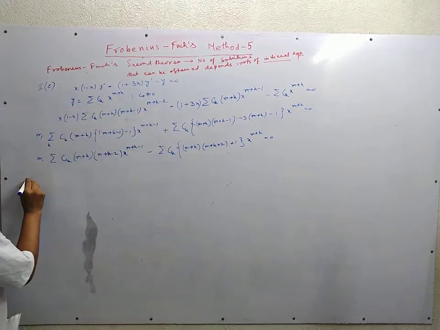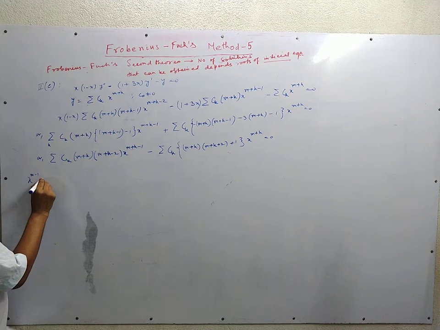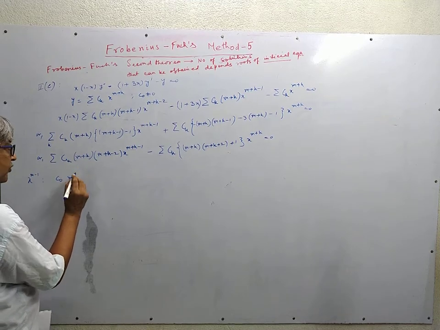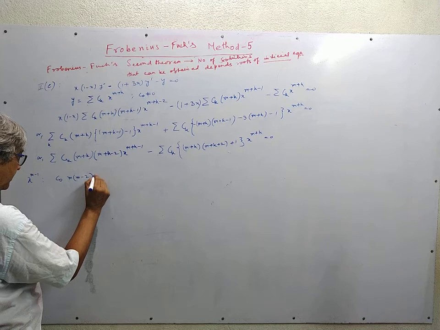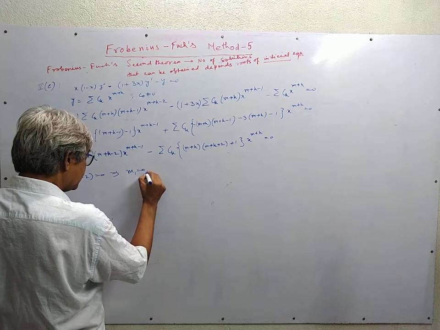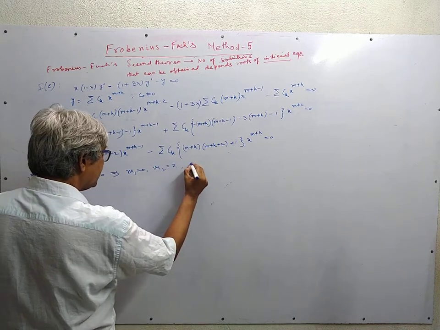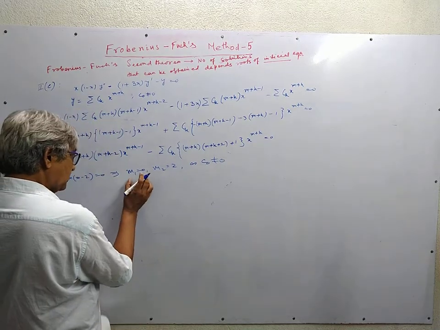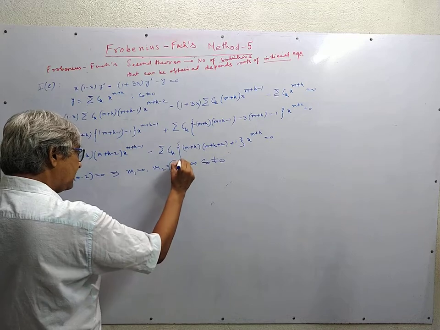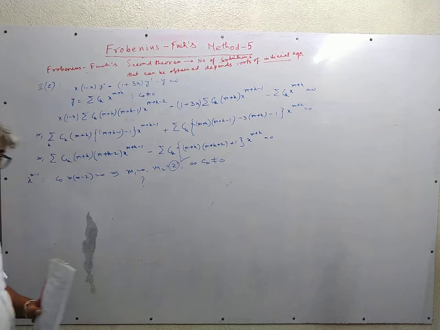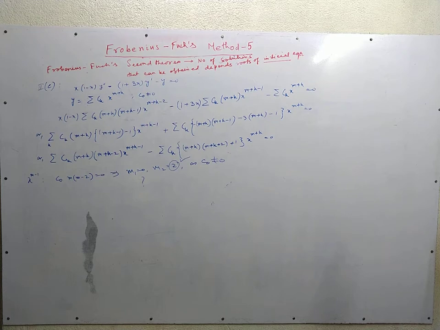the lowest power of x to the power m minus 1 gives you c0, m into m minus 2 is equal to 0. This gives you m1 is equal to 0, m2 is equal to 2, as c0 is not equal to 0. So the roots differ by an integer. It will definitely give you a root solution. This may or may not give you a solution. This is the statement of the second theorem due to Frobenius and Fuchs.